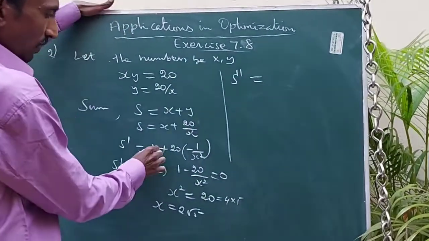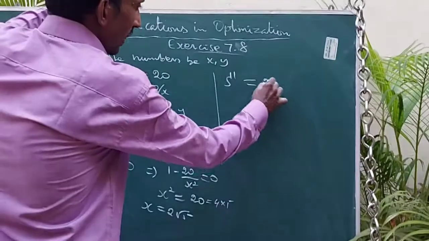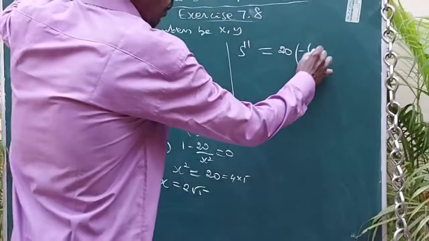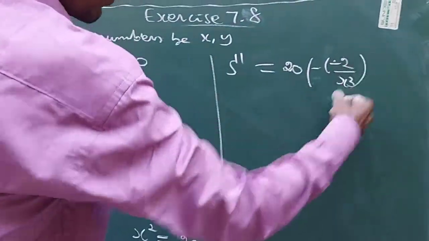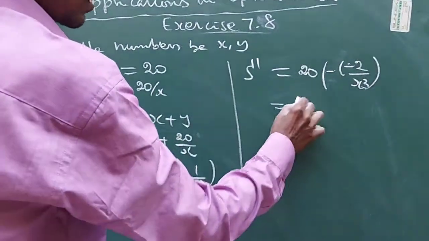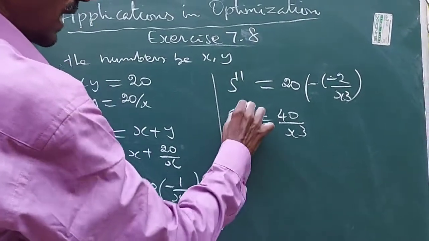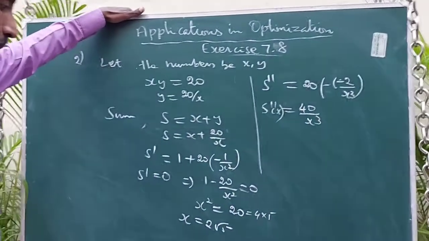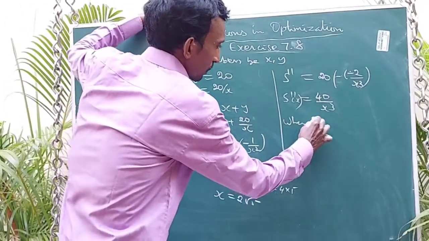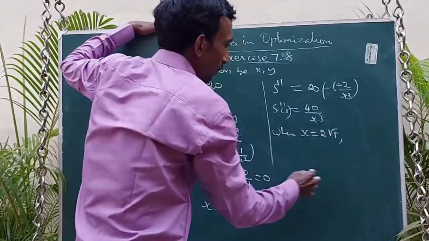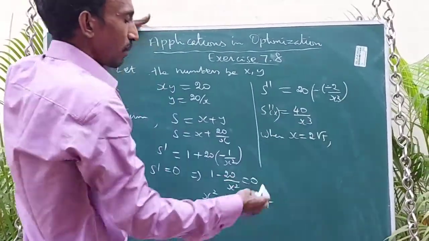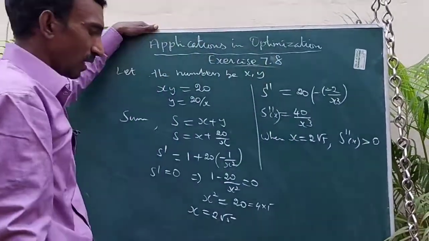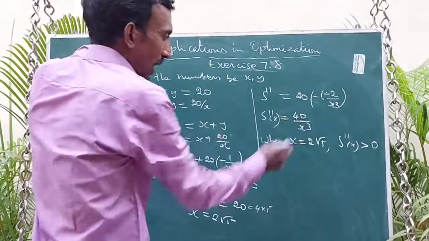Differentiation of 1 is 0, 20 is a constant. So minus 1 by x square, differentiation gives minus 2 by x cube. Minus into minus, plus 40 by x cube. So we are getting s double dash, the second derivative, is 40 by x cube. When x is positive, here 2 root 5 is positive, so positive by positive is again positive. No need to find out the value, it is greater than 0. S double dash of x is positive.